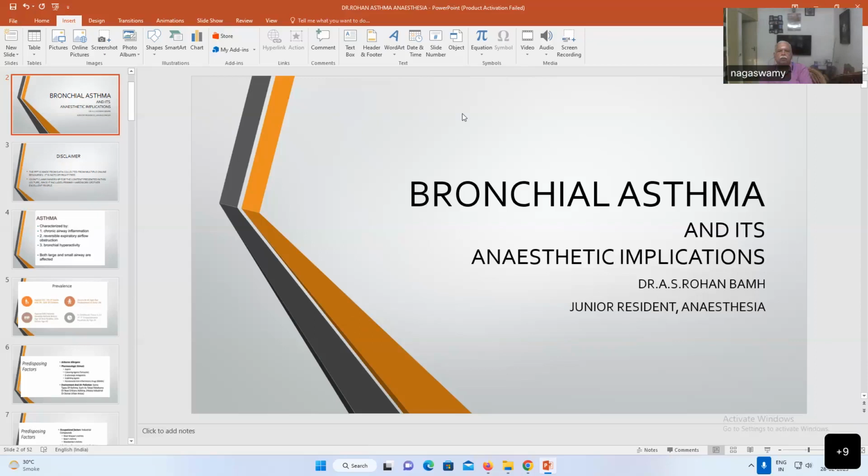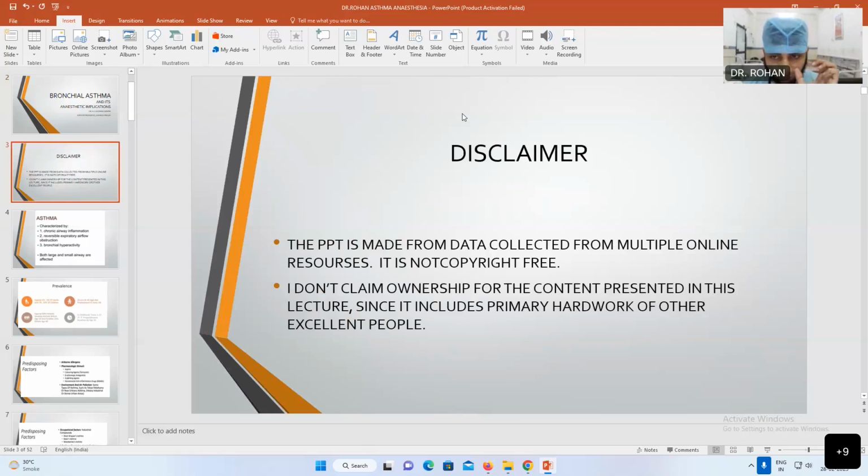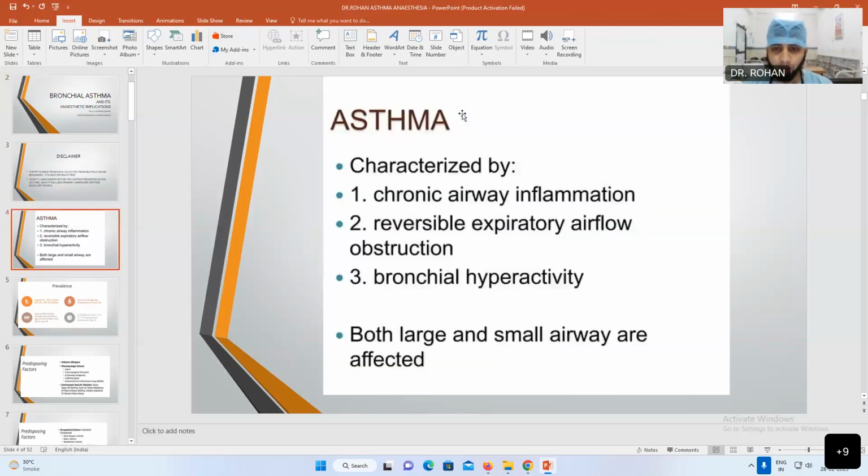Yes, sir. So the case given to me was a 40-year-old female with bronchial asthma, posted for lap cholecystectomy, and they have asked for the anesthetic management. And I have made a PPT regarding the implications and definitions of asthma, anesthetic implications. Let me start with a disclaimer that the resources have been collected from multiple sources, so it is not copyright free. So asthma is characterized by chronic airway inflammation with bronchial hyperactivity.